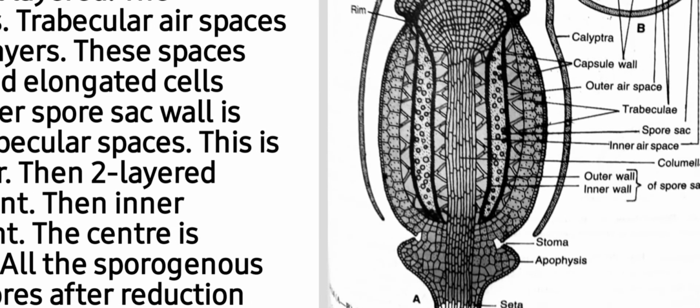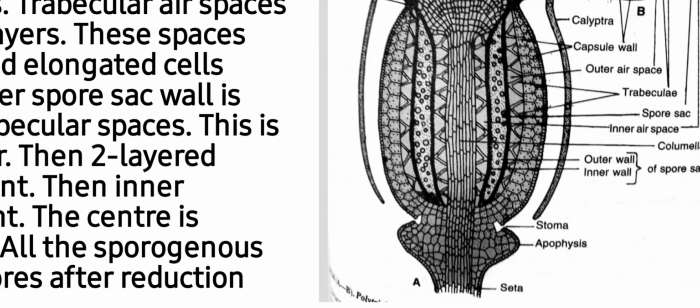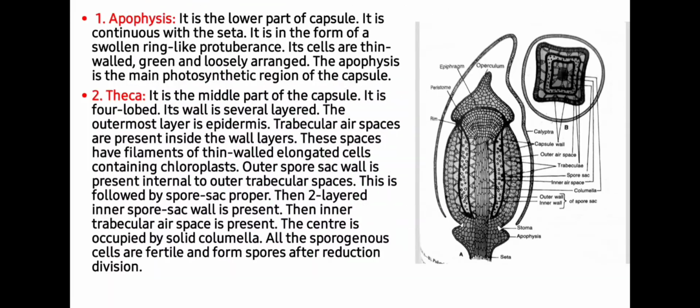As you can see here, this is the apophysis region and it is the basal portion of the capsule. It is in the form of a swollen ring-like protuberance. Its cells are thin-walled, green and loosely arranged. Means they perform photosynthesis, and apophysis is the main photosynthetic region of the capsule.